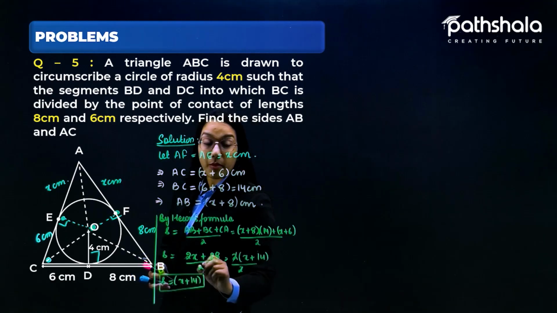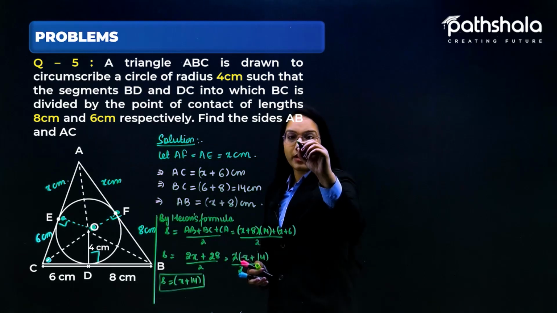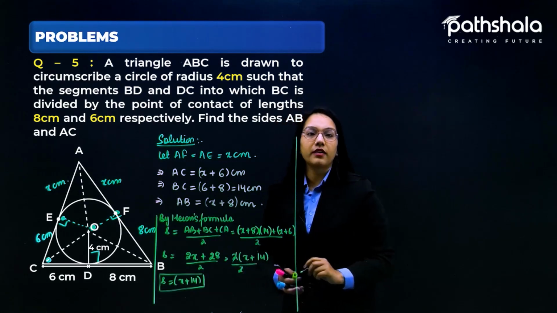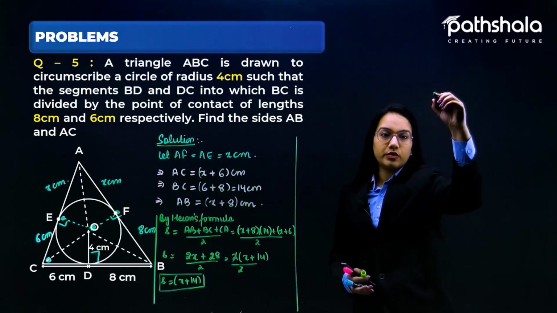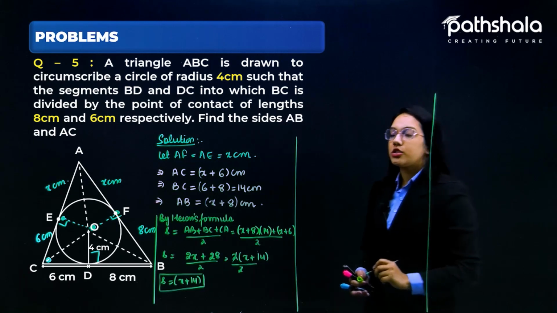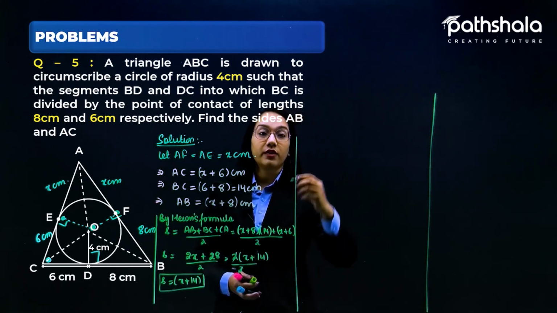Now after the semi-perimeter, let's talk about Heron's formula.